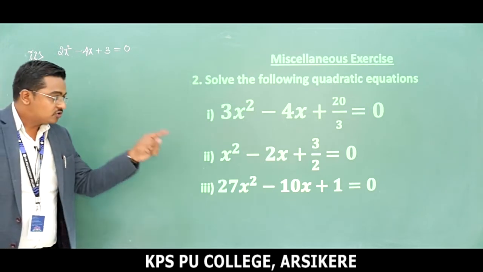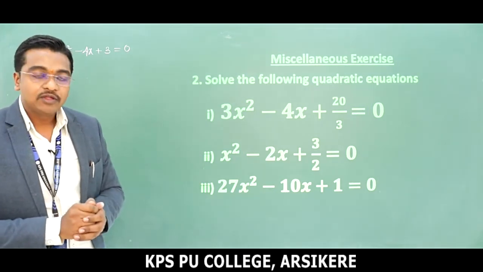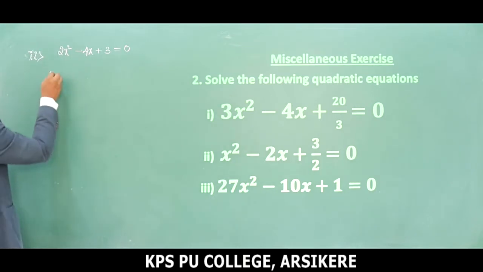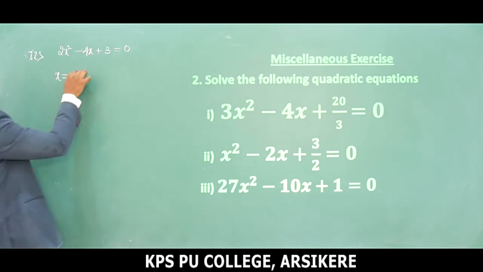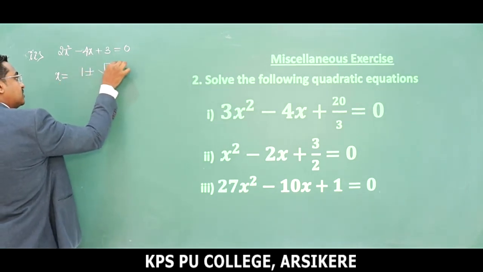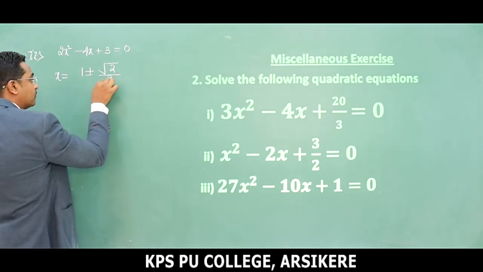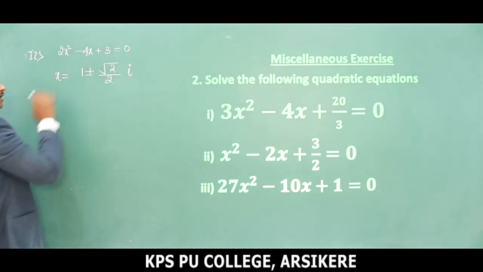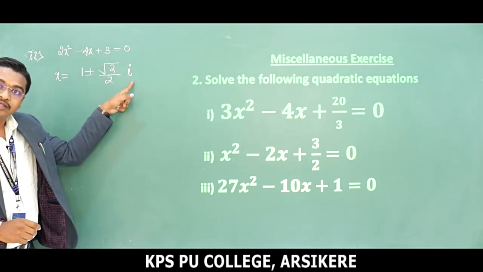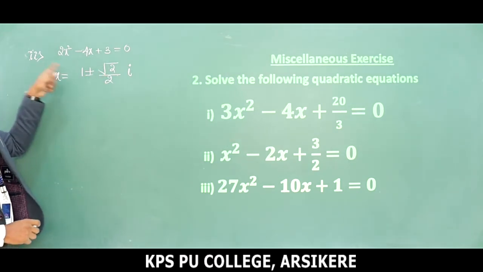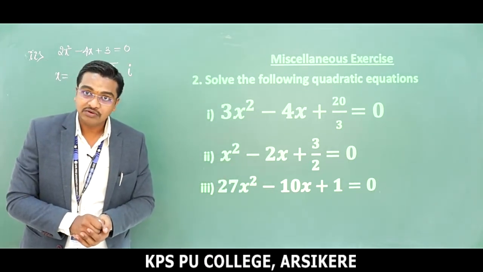So you have to take these two questions as homework problems, and the corresponding solution for this equation is x is equal to 1 plus or minus square root of 2 whole divided by 2 into I, or I you can write here. So 1 plus or minus square root of 2 divided by 2 into I. This is a solution for equation number 2, x square minus 2x plus 3 divided by 2 is equal to 0.